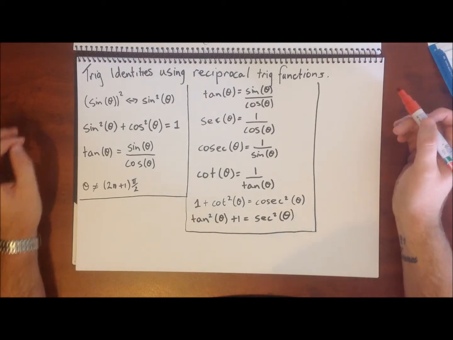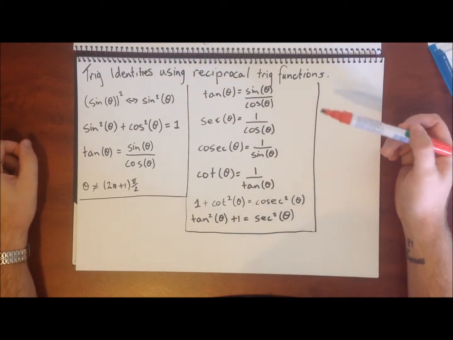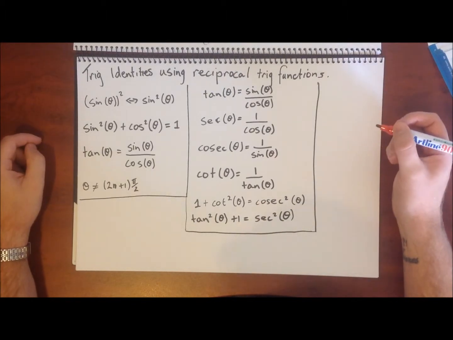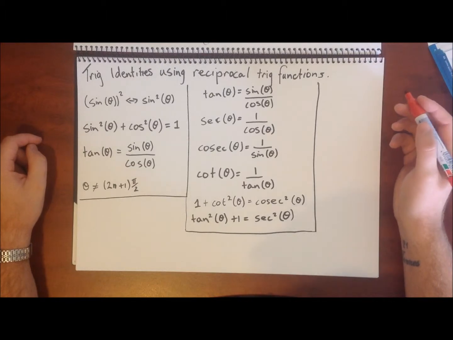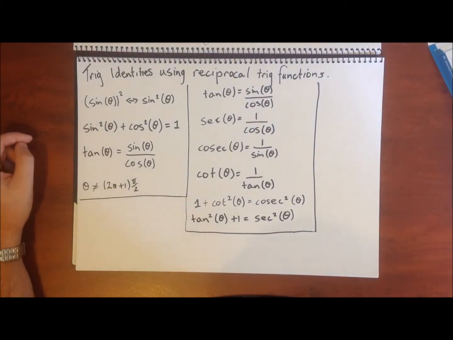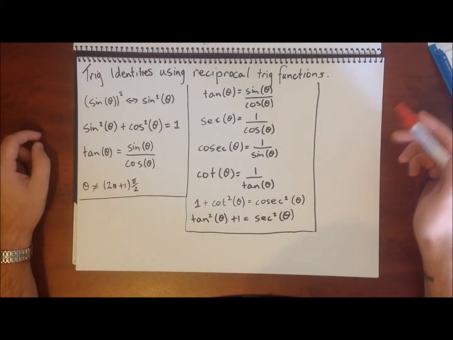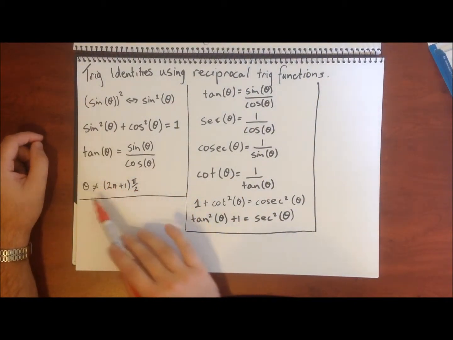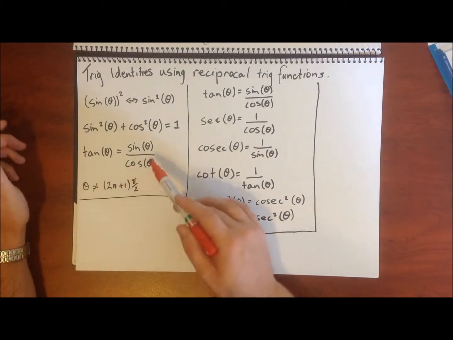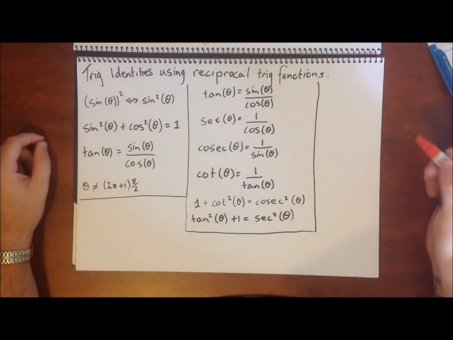One of our fundamental identities is sine squared theta plus cos squared theta equals 1. And we also know, and we've seen this before, that tan of theta equals sine of theta divided by cos of theta. Now it's just a little note there that theta cannot equal 2n plus 1 times pi on 2. That's basically our values for theta in which cos equals 0.